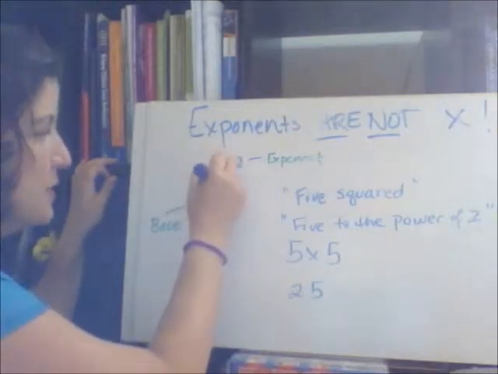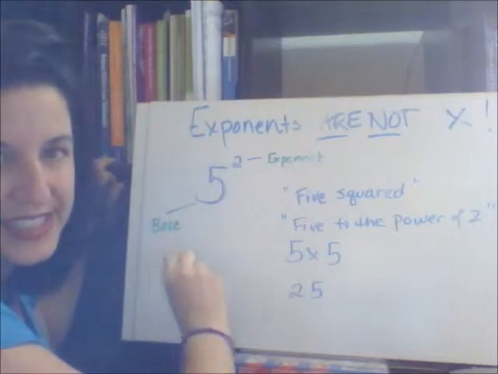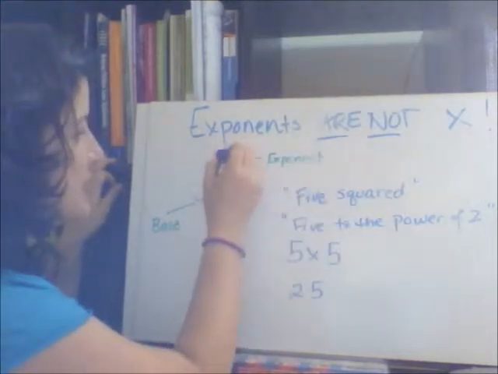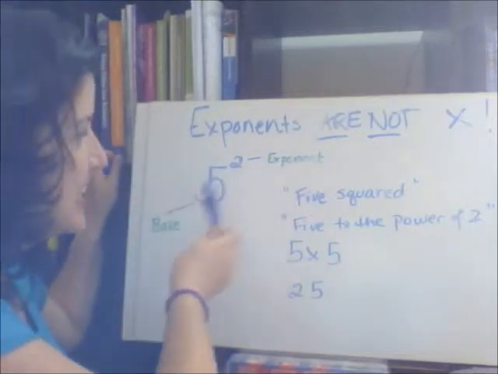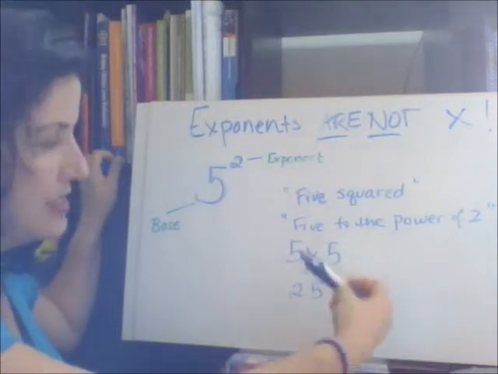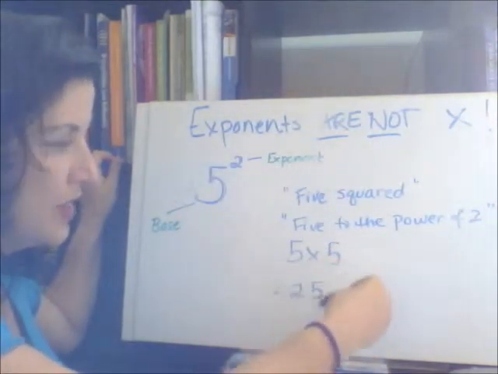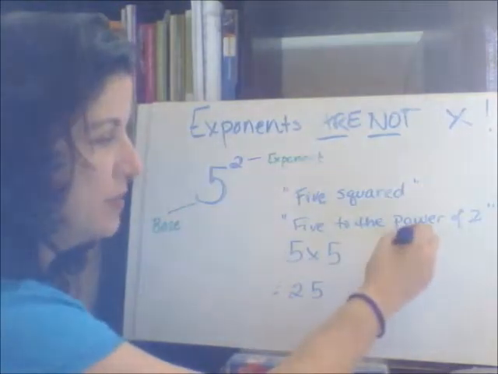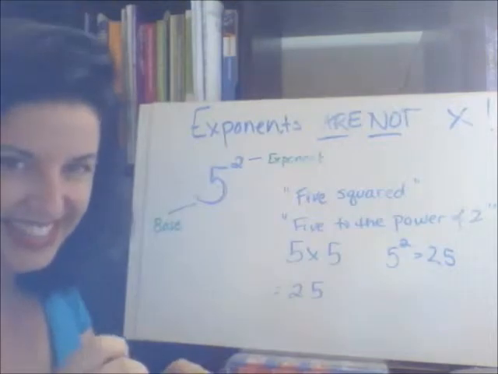When you're looking at an exponential number, this bottom number, the big number, is called the base, and this upper number is called the exponent or the index. So this index is saying 5 to the power of 2, or 5 squared, which is the same as saying 5 times 5, which equals 25. So 5 to the power of 2 is going to equal 25.